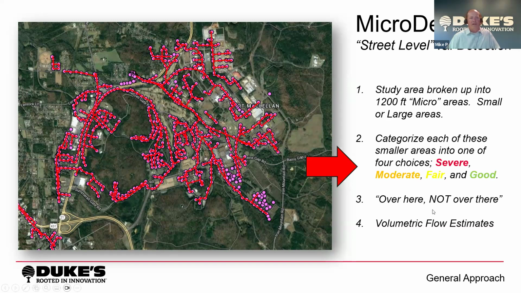And then we do provide number 4 here, the volumetric flow estimates. But again, the intention behind it is not to carry the flow volumes out to 10 significant digits. It's to say, hey, most of it's over here. This severe area is very heavy, and this one over here is not.